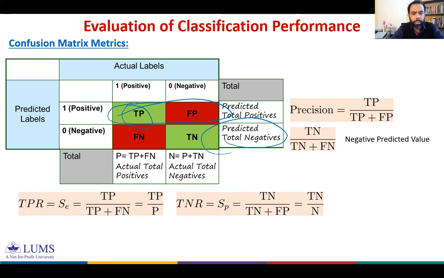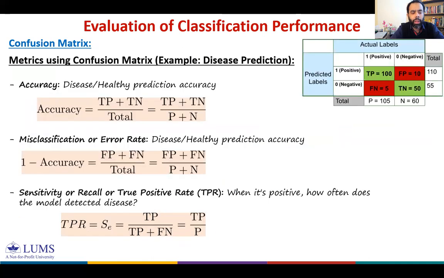Okay, let's compute these terms for the disease prediction example. We had this confusion matrix for the disease prediction example, and we want to compute accuracy, misclassification rate, sensitivity, true negative rate, and precision.